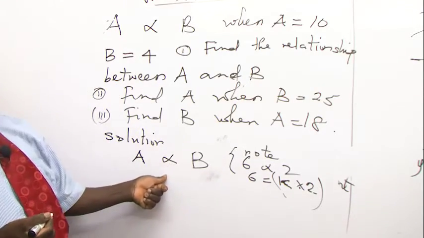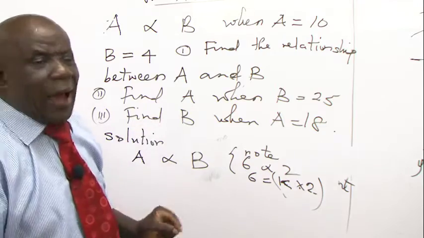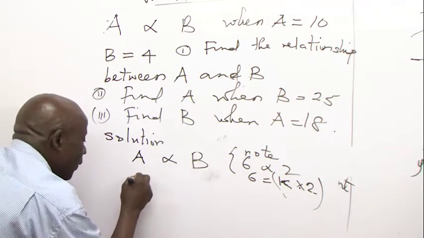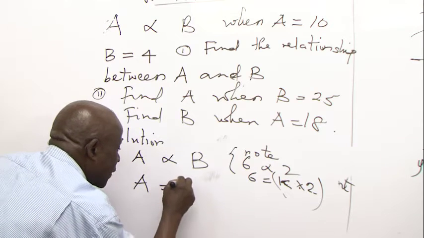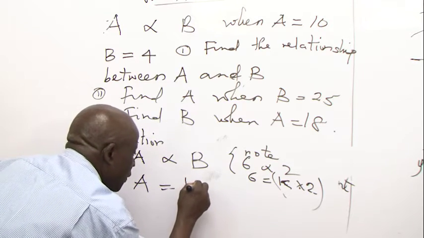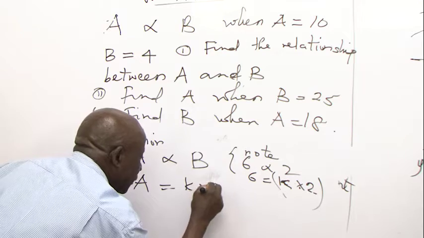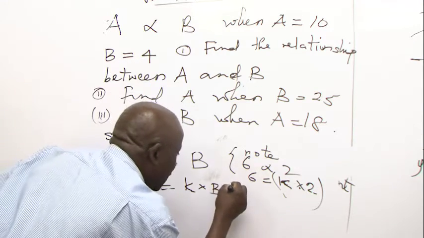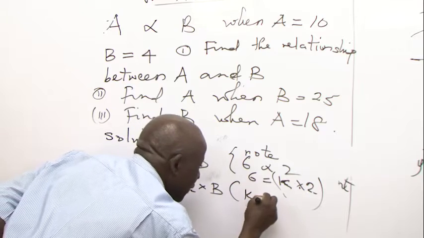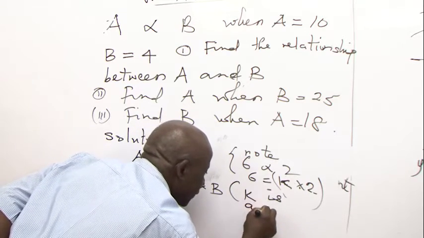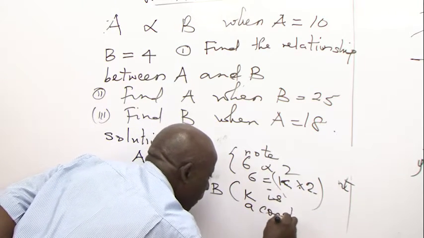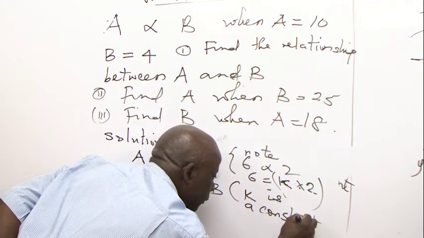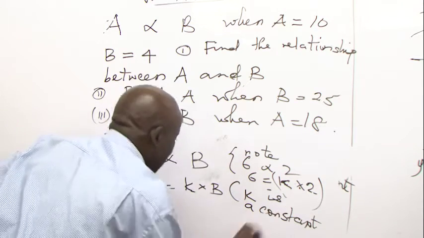The same thing here. To remove this, because we don't know the constant and you don't need to guess it, you say A equals a constant multiplied by B. Then you let them realize that K is a constant.